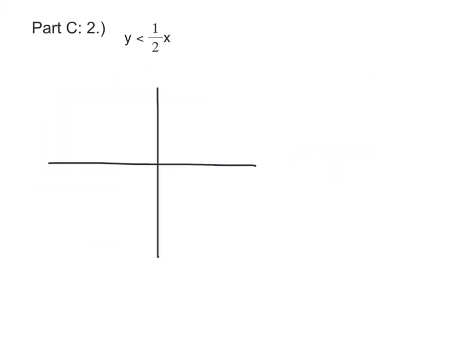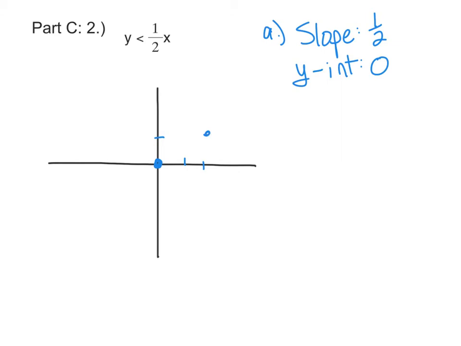Let's try another one. y is less than 1/2 x. So in part A, again, I want to know about the slope and the y-intercept because this is also in slope-intercept form. Here the slope is 1/2, and since nothing is being added after the x, the y-intercept is 0. So we plot the y-intercept at 0, then we use the slope to go up 1 over 2, and there's our next point.